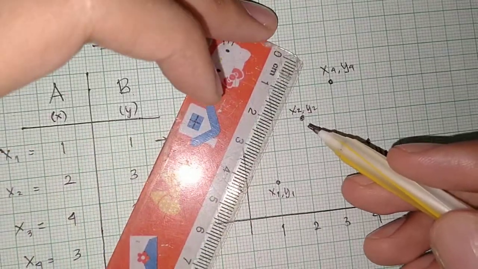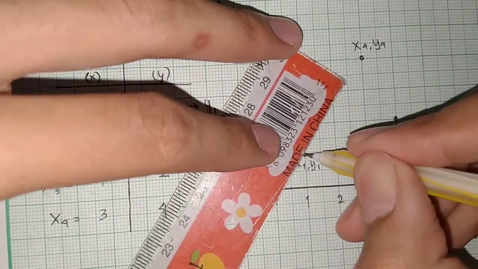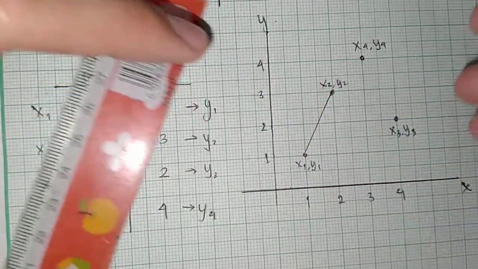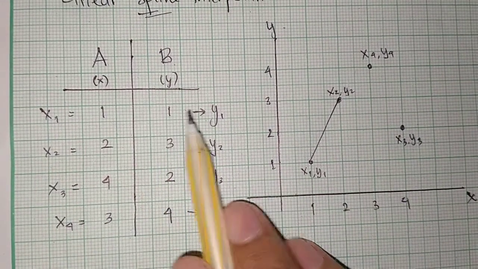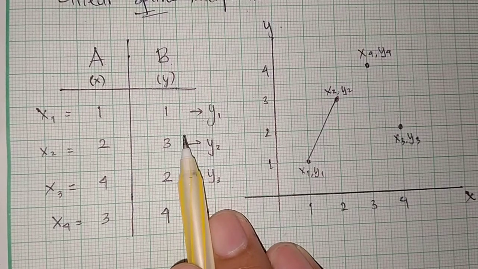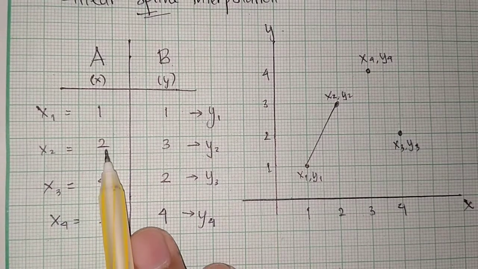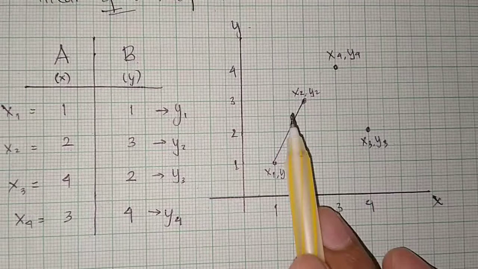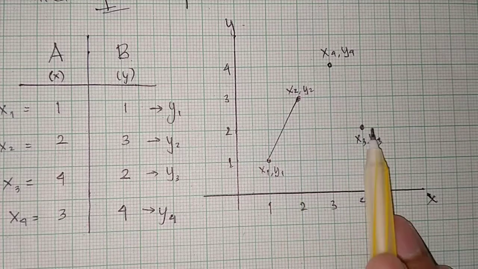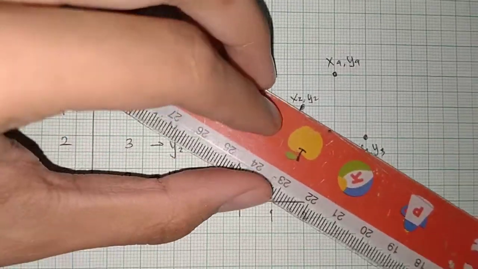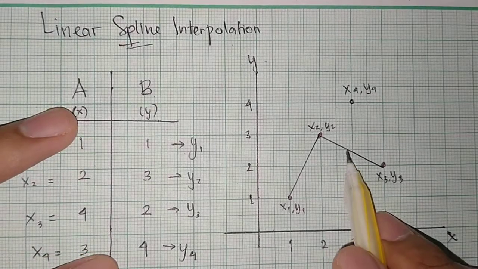Okay, this is the line that connects the first point to the second point. And then we are going to make a line that connects the second point to the third point, so from 2, 3 to 4, 2. From point number 2 to the third point here, we make a line from this to this. Okay, this is our line.